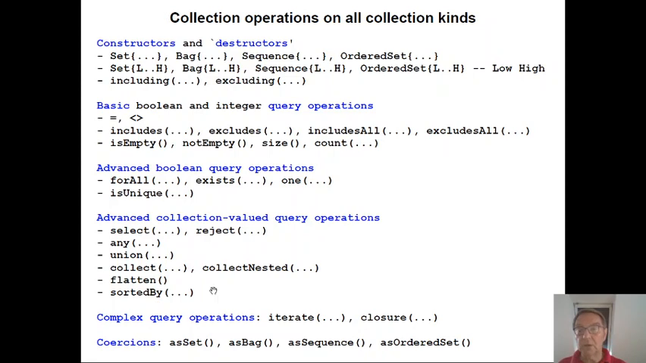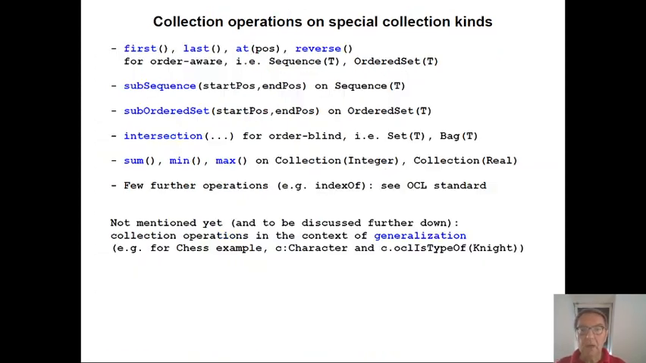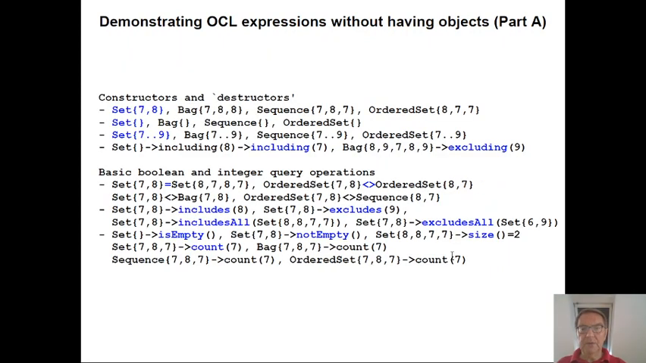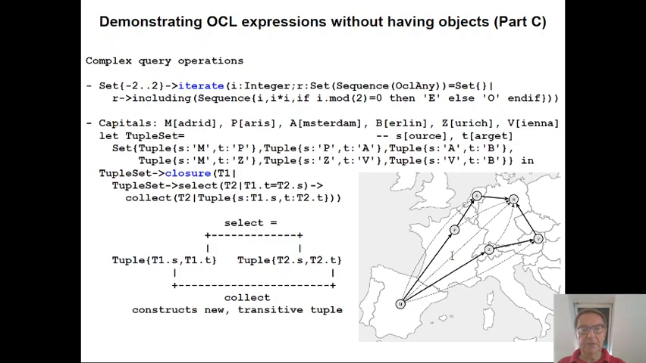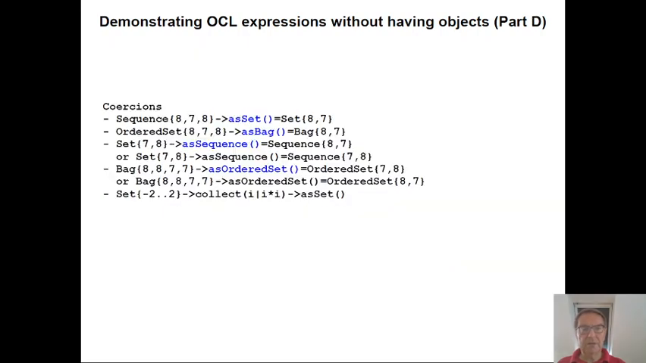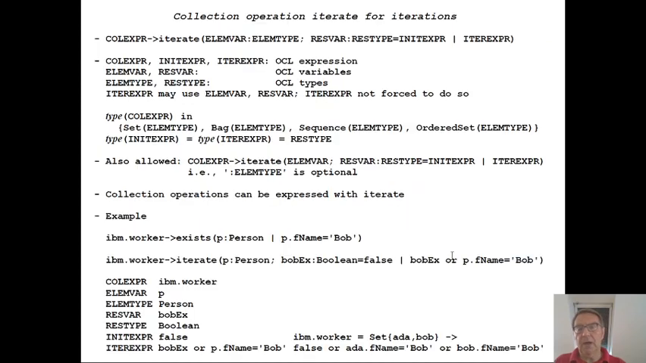And the same is true here for the advanced collection valued query operations. These advanced Boolean query operations return a Boolean result, and the advanced collection valued query operations introduce a collection valued query result. I will not go into the details. We have discussed nice examples for nearly everything.